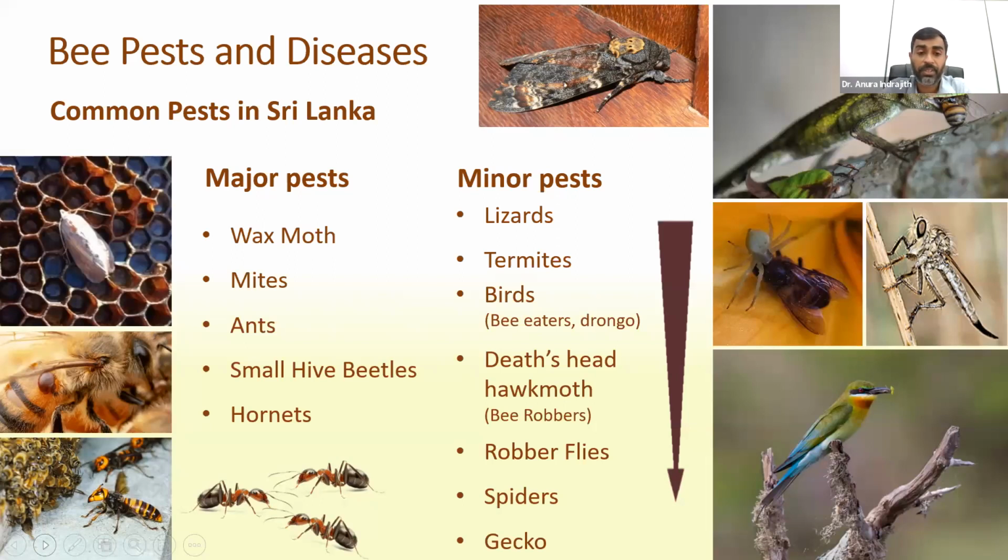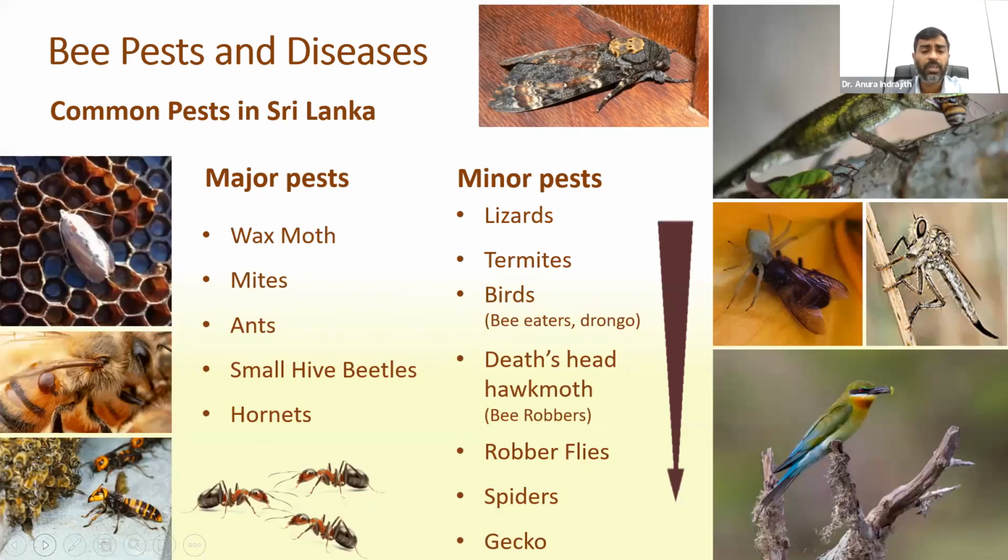And then minor pests, there are insects, the vertebrate and invertebrate pests you can identify. Here in minor pests: lizards, termites, birds, so the bee eaters are there. And hawk moth, robber flies, spiders, geckos. If you have colonies, definitely you may have experience: lots of geckos are there just under the roof, and they normally capture bees and feed on them.